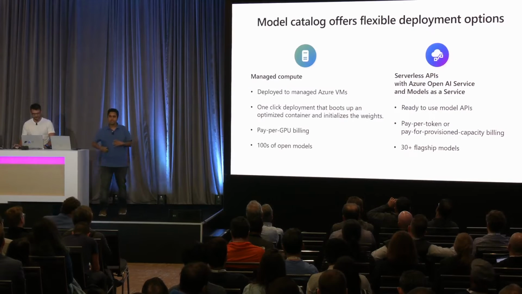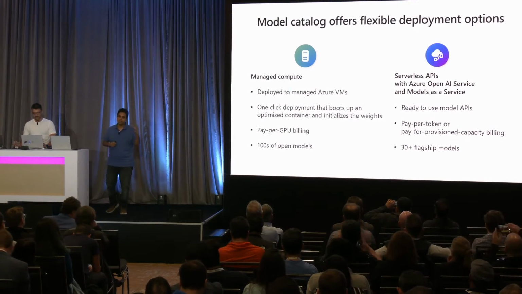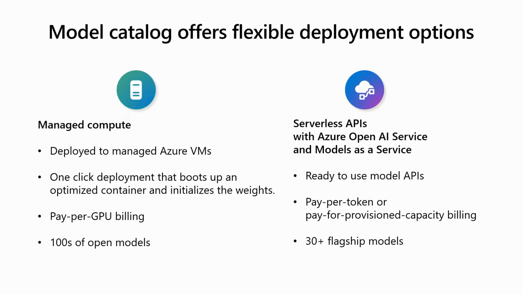Yeah. So once you have found your model, you want to get deploying, get the APIs, get going. There are two broad options. One is managed compute. This is where most OSS models are available. We have a very streamlined experience where we download the models to an Azure VM, which is managed by us, and then we initialize an optimized container runtime to provide you a REST API in that VM that you can use. This is typically billed by the GPUs you're running the models on.